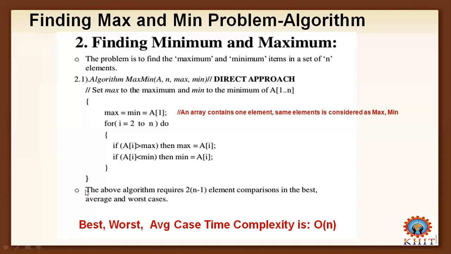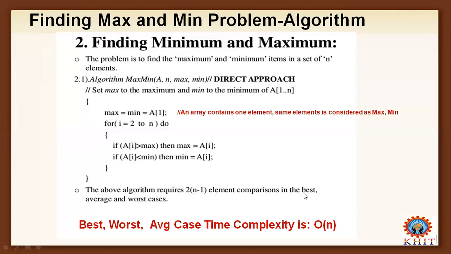So here, if you want to find the maximum element, n minus 1 comparisons are required. If you want to find the minimum element in the given array, it will also take n minus 1 comparisons. So the total number of comparisons required to find both the max and min element in the given array is n minus 1 plus n minus 1, that equals 2 into n minus 1 comparisons.